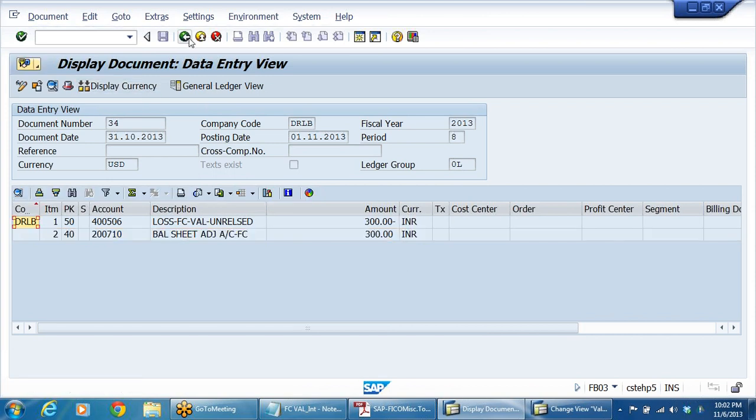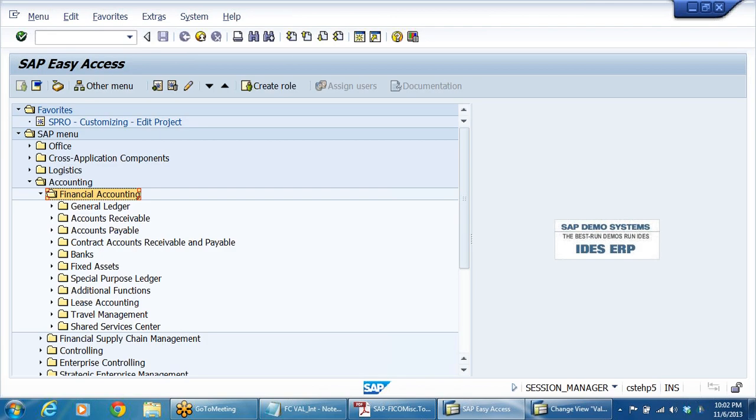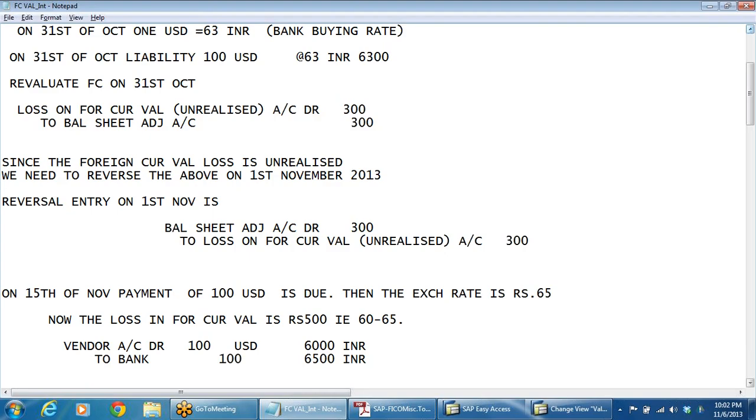Right? So like this, I have shown you only one entry. If you have 1000 entries, all entries will be picked up by the system on a particular date, whatever exchange rate we are going to define, and the differential amount will be posted as accounting entries. Right? Now, so on 31st of October, my requirement is done with.